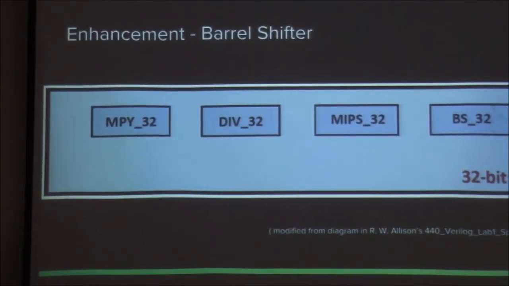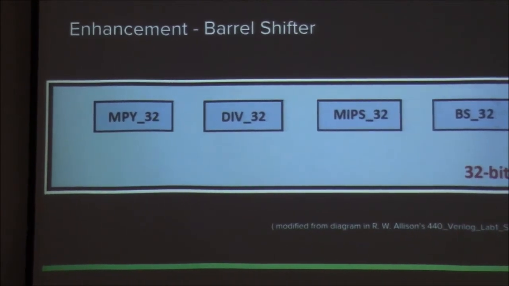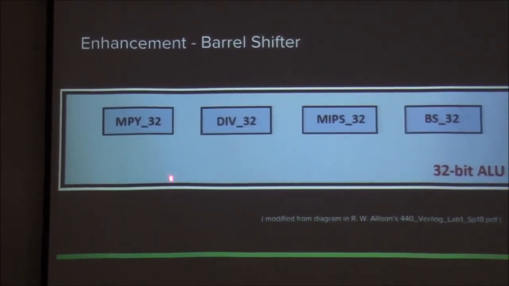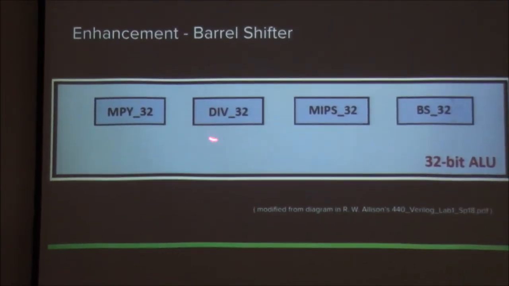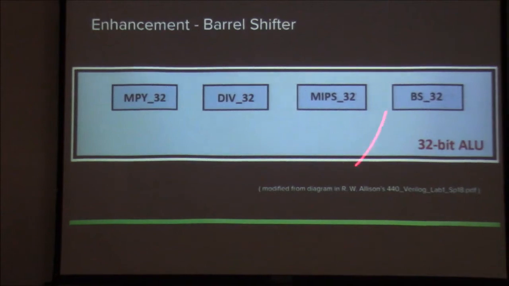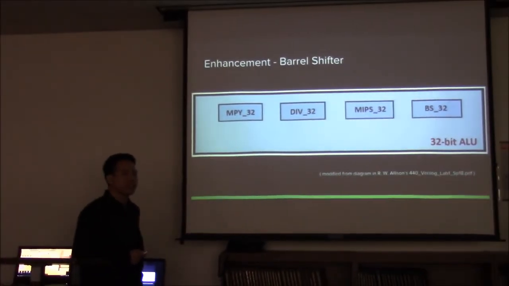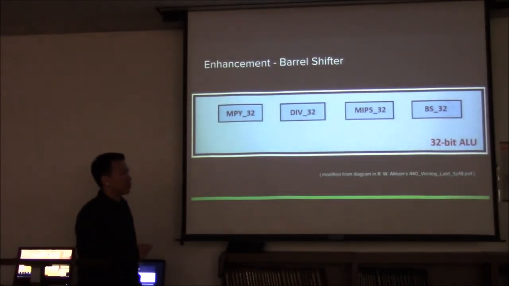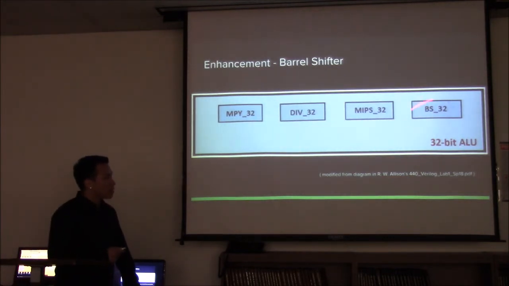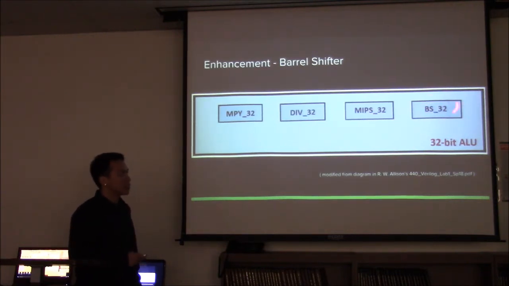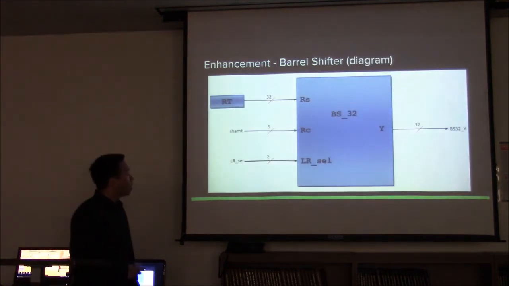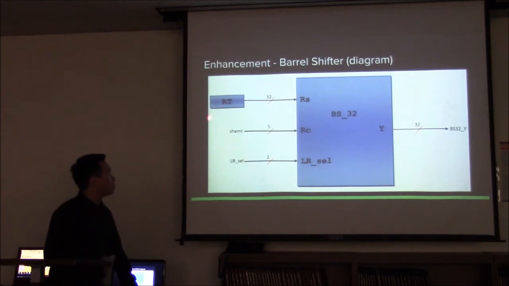So our first enhancement is the barrel shifter, which is done within the ALU. The ALU consisted of the multiply 32-bit, the division 32-bit, and then the normal ALU operations such as AND, subtract, or shift left, shift right. But the barrel shifter 32 is where we use the shift amount, so we can shift a specified amount for the shift operations. And this is our diagram for it.